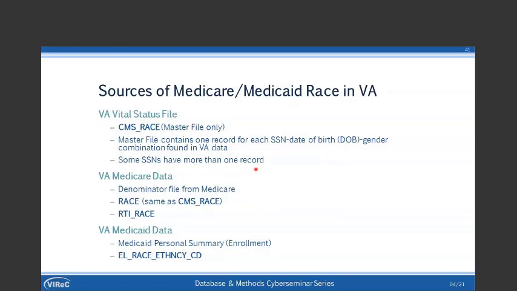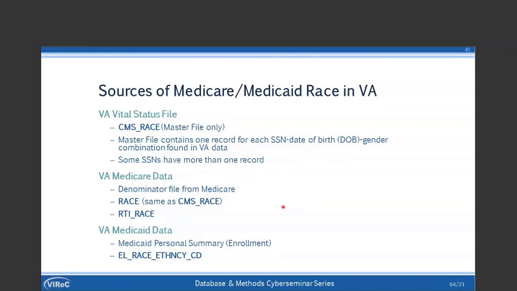There's a mini file, which is one record per person and has a subset of variables. That subset does not include the CMS_race variable. You have to use the master file, which contains one record for each Social Security number, date of birth, gender combination found in the VA data. So you can have more than one record per person.